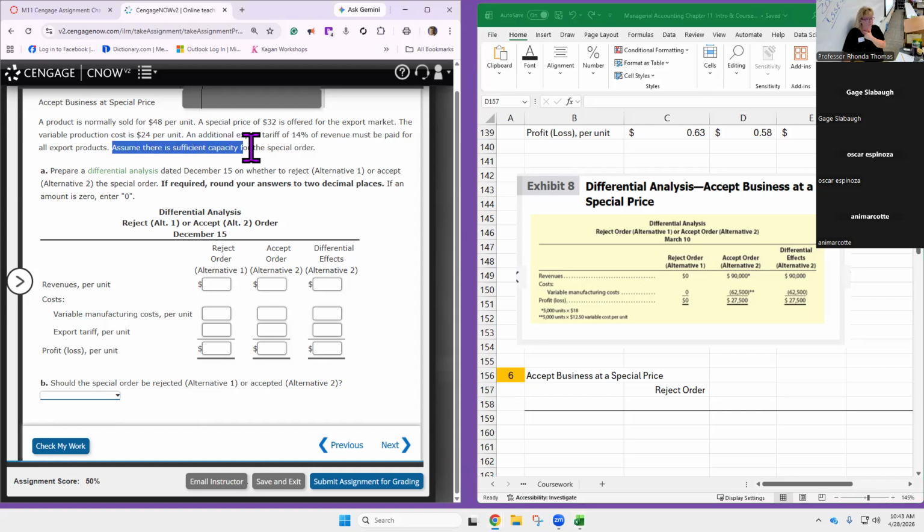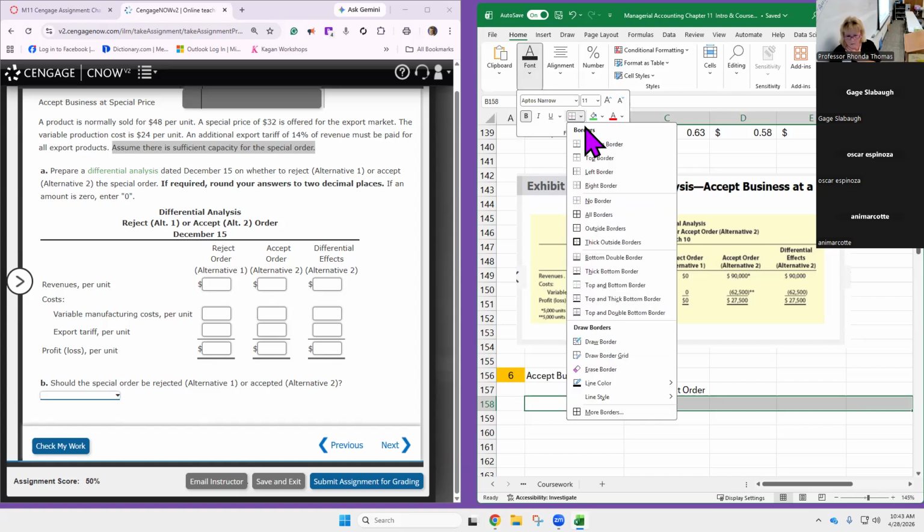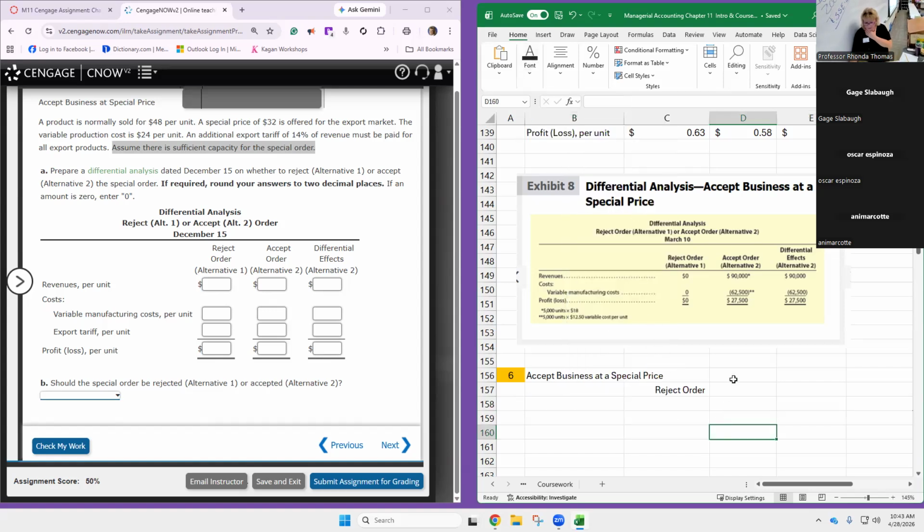There's where I was going to take you guys. See that line right there? And we didn't get any numbers of how many they're wanting to buy from us at $32 each, but they are telling us that we have enough capacity in our manufacturing to handle this order. If we didn't have any capacity to do it, we would probably reject it right off the bat. Okay, so anyway, we're going to either reject it or accept it. And I'll walk you through this.